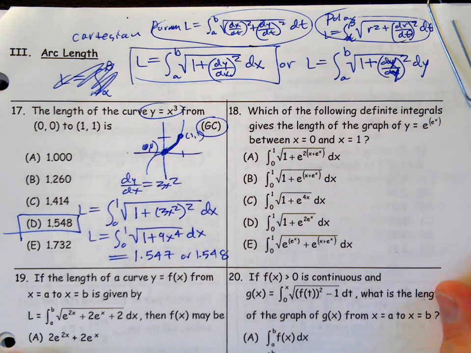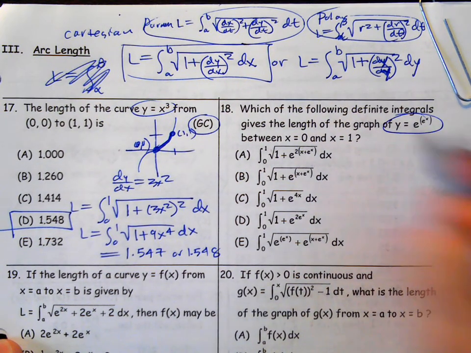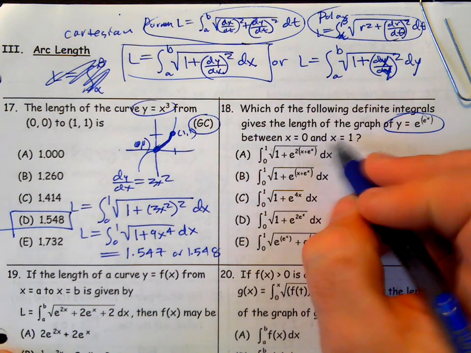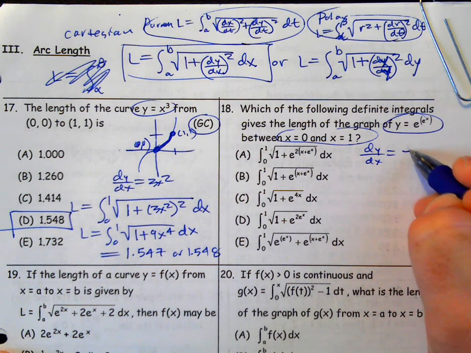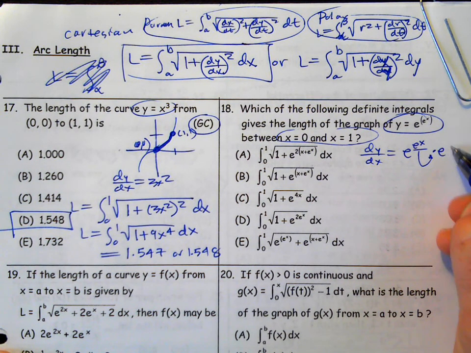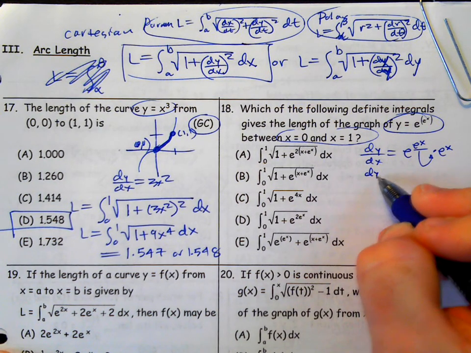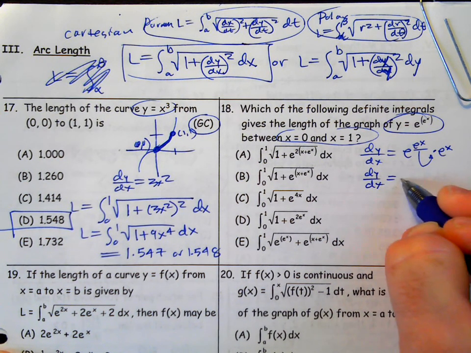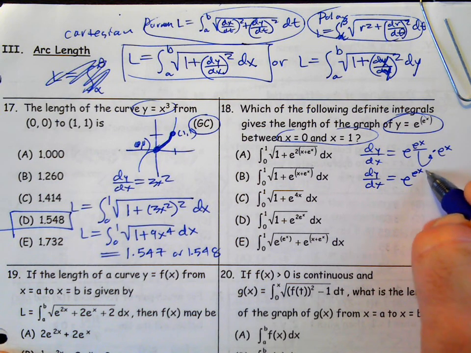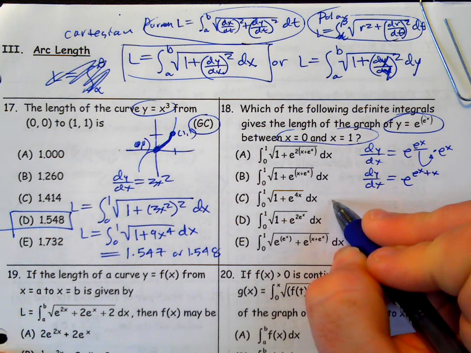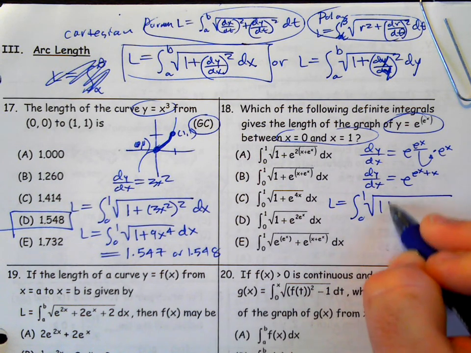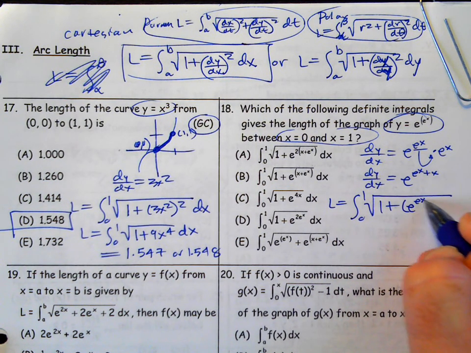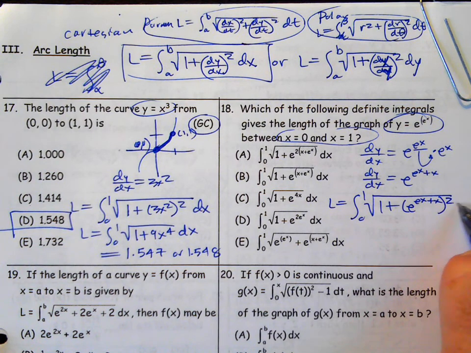18, which of the following different integrals gives the length of the graph y equals e to the e to the x from 0 to 1? Well, we need dy dx, which is going to be the derivative of e is the derivative of itself, but then you've got to do the derivative of what's inside, chain rule, e to the x. Maybe we want to rewrite this using rules of exponents. It'd be e to the x plus x. And so the length is going to be the integral from 0 to 1 of the square root of 1 plus e to the x plus x, squared, dx.